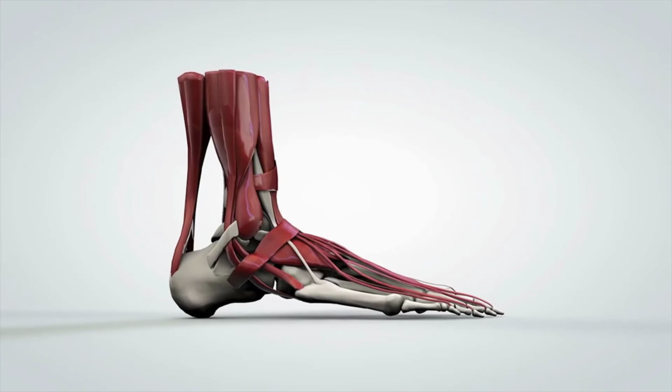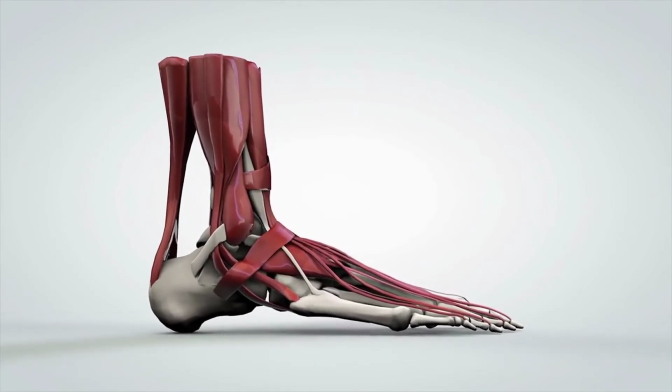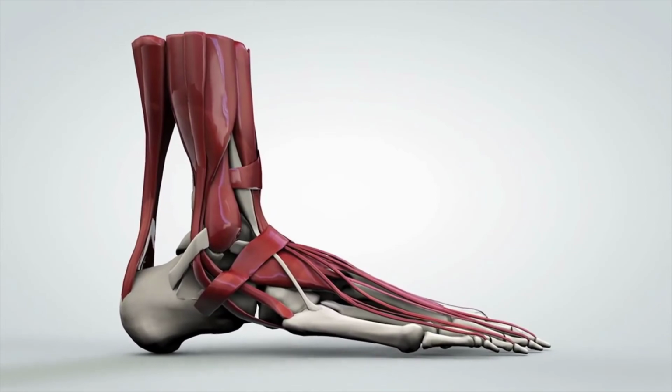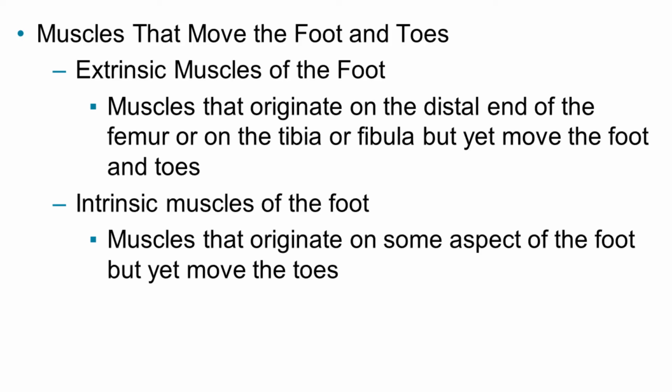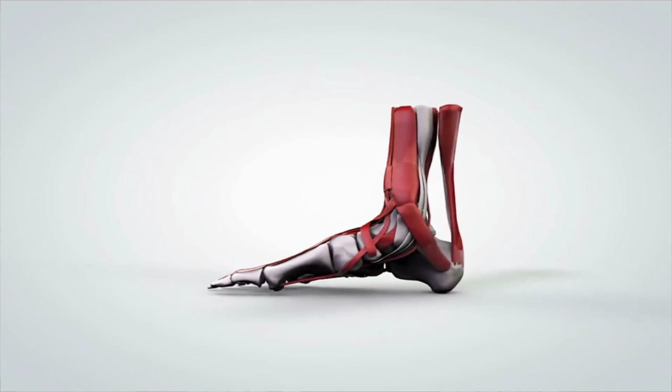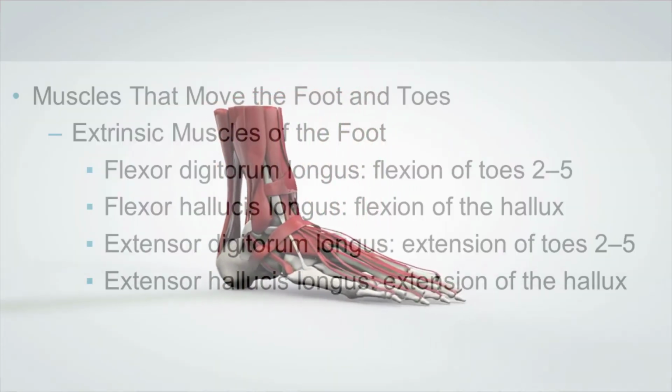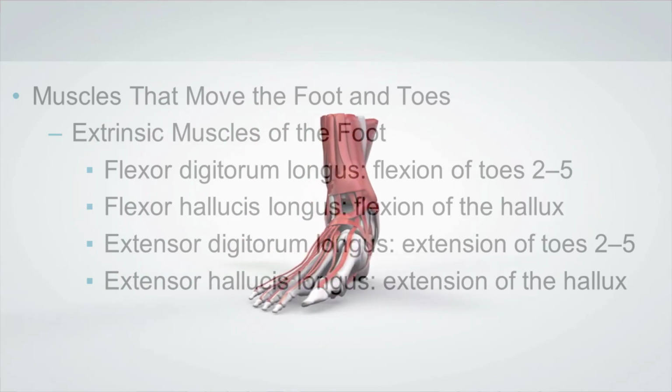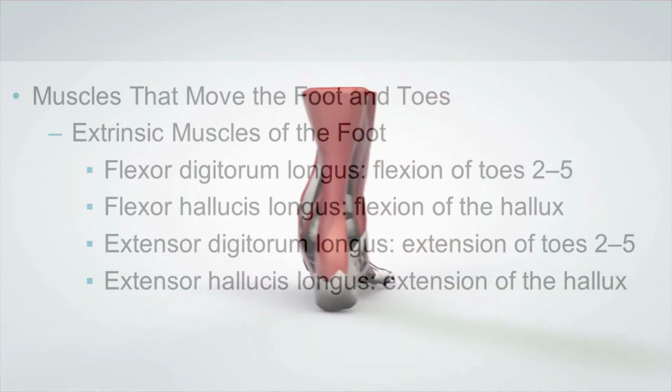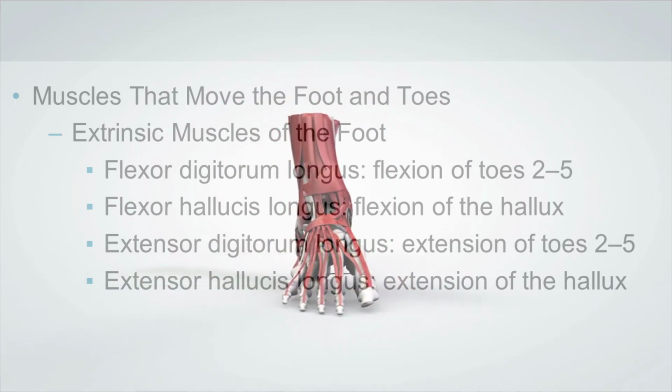The muscles that move the foot and toes include the extrinsic muscles of the foot and intrinsic muscles of the foot. The extrinsic muscles of the foot are muscles that originate on the distal end of the femur or on the tibia or fibula, but yet move the foot and toes. Intrinsic muscles of the foot are muscles that originate on some aspect of the foot itself, but yet move the toes. The extrinsic muscles of the foot include the tibialis anterior, gastrocnemius, fibularis brevis, fibularis longus, plantaris, soleus, and tibialis posterior.